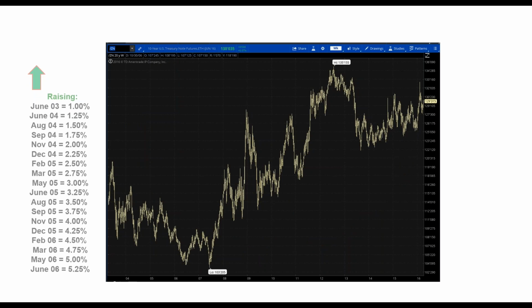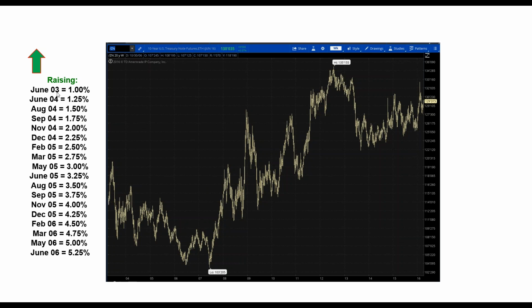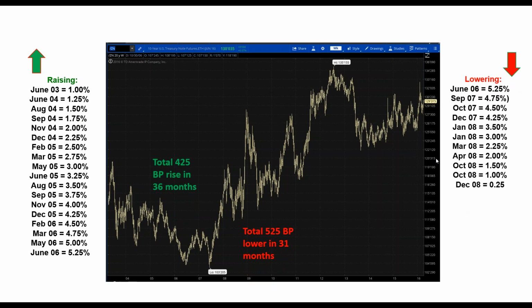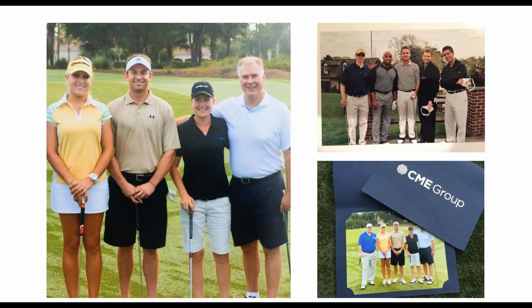I started trading fixed income in 2003, right around the time the Fed started raising rates from 1% up to 5.25%. And then right after that, the Fed turned around and lowered rates from 5.25 down to 1/4. This is why fixed income was such a good trade between 2003 and 2008. And during that time, I was trading so many fixed income contracts that the Chicago Mercantile Exchange was flying me all around to their best events, playing with Natalie Gulbis, the LPGA pros, and then Tiki Barber up there at Baltusrol Country Club.